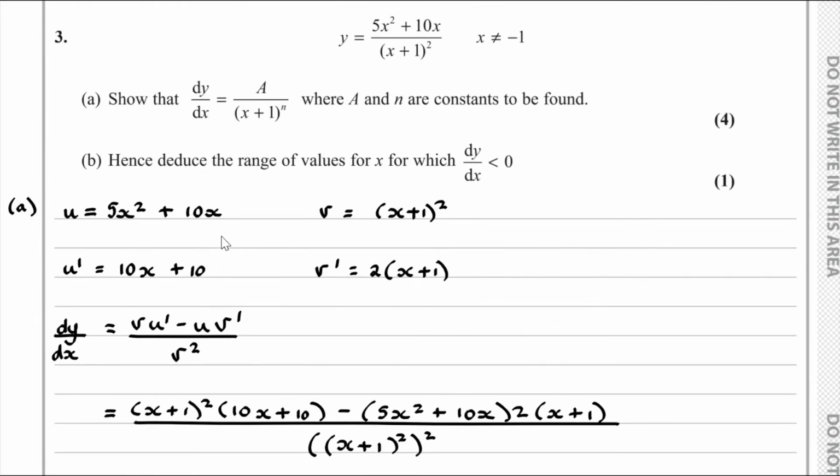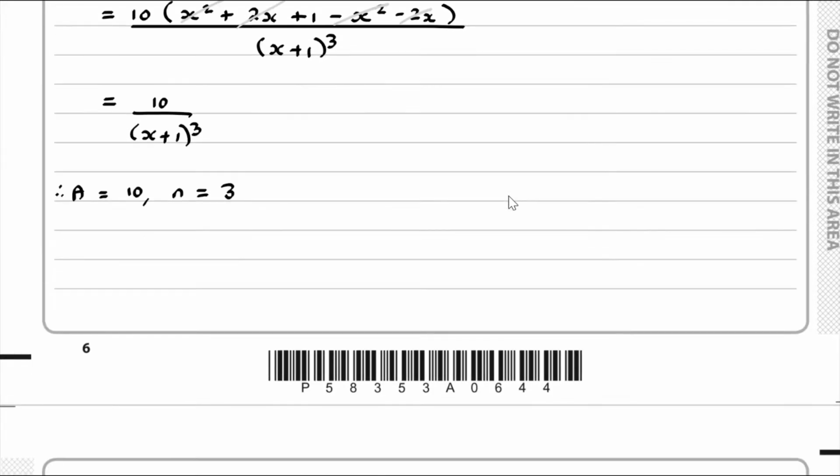And now for part B, hence deduce the range of values for x for which dy over dx is less than 0. And for part B, that's quite straightforward. For dy over dx being less than 0, what we have is this thing over here, the 10 over the x plus 1 cubed being less than 0. Okay?